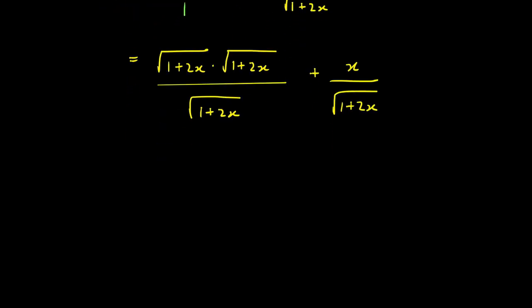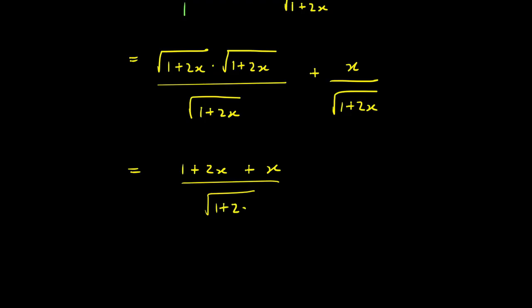Now if we think about the top here, I've got the root of 1 plus 2x times the root of 1 plus 2x. In other words, I've got the root of 1 plus 2x, squared. So what I'm going to be left with is 1 plus 2x. And then I've got the other term here, the x, and this is all going to be over the square root of 1 plus 2x.